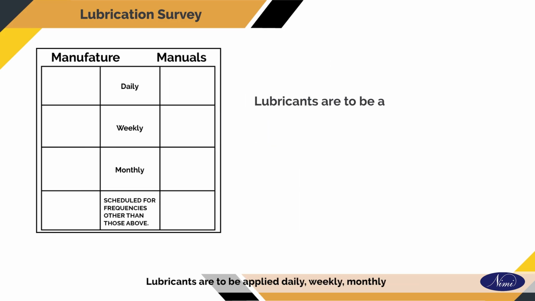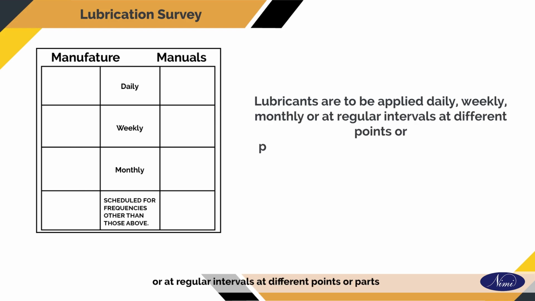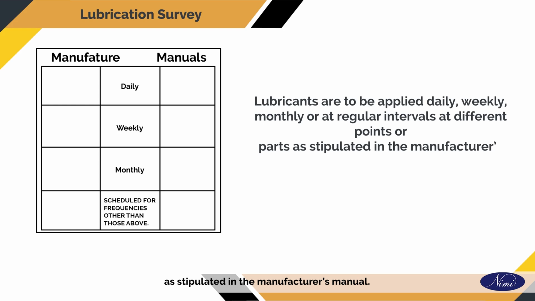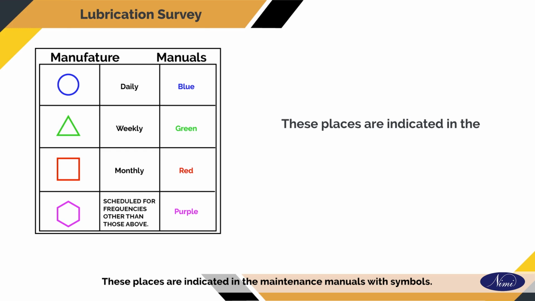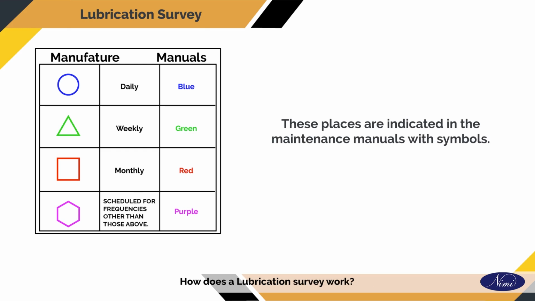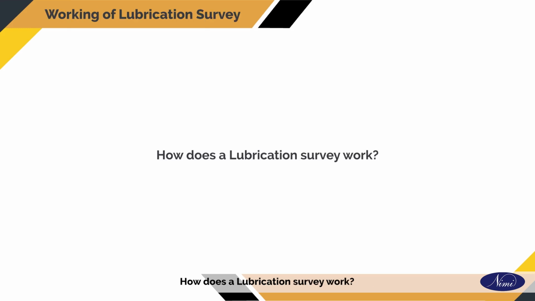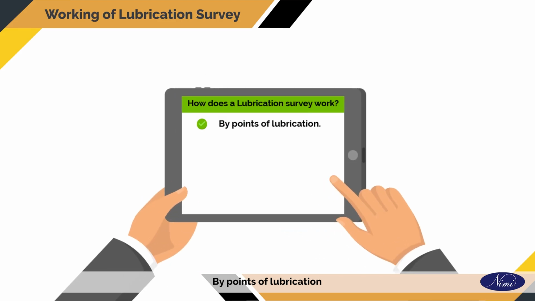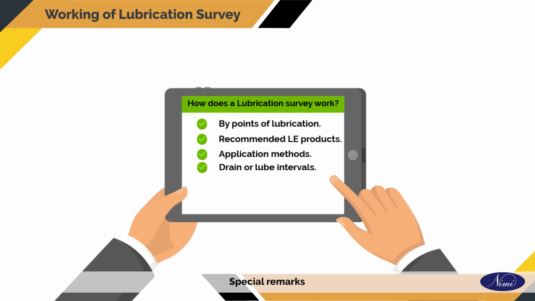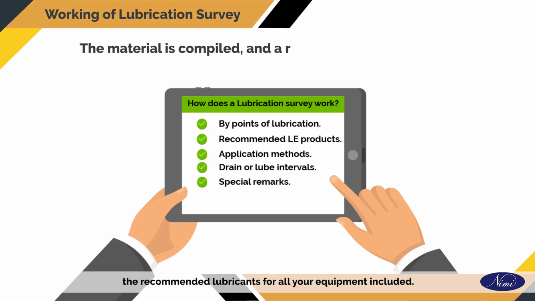Lubricants are to be applied daily, weekly, monthly, or at regular intervals at different points or parts as stipulated in the manufacturer's manual. These places are indicated in the maintenance manuals with symbols. How does a lubrication survey work? By points of lubrication, recommended LE products, application methods, drain or lube intervals, and special remarks. The material is compiled and a report is returned with the recommended lubricants for all your equipment included.